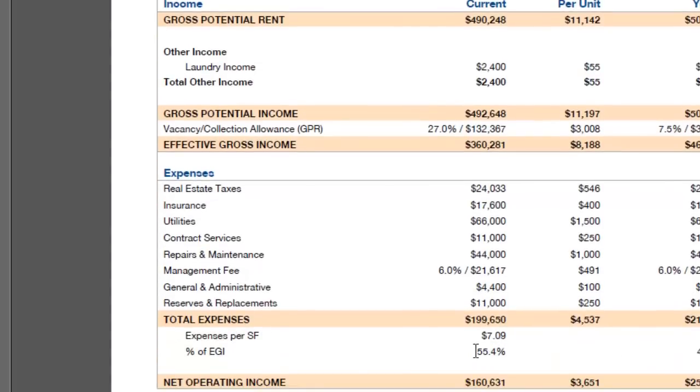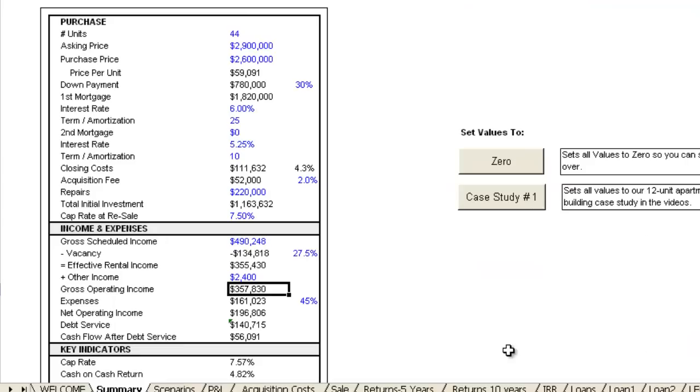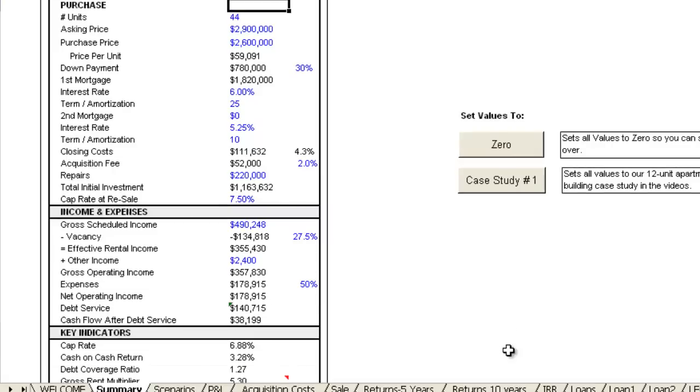Scroll down, you actually have the expenses. You can see here they have 55.4% in expenses. That's pretty high. The norm is between 45 and 50. The 50% rule says in the absence of anything to the contrary, use 50%. It's a conservative number, so in this deal we're going to use that 50% number here. With that, you can now very quickly get the net operating income and try to determine what the value of this property is.